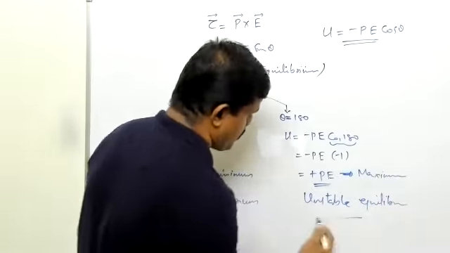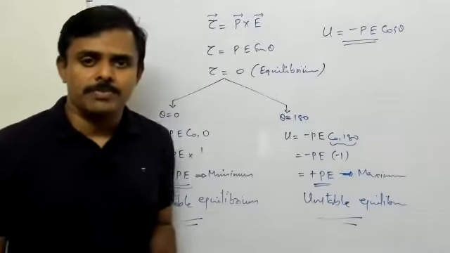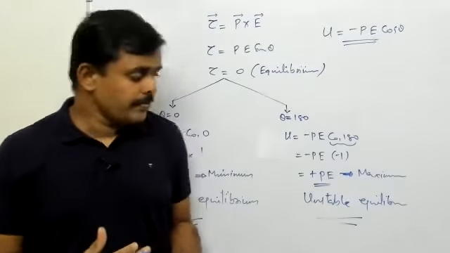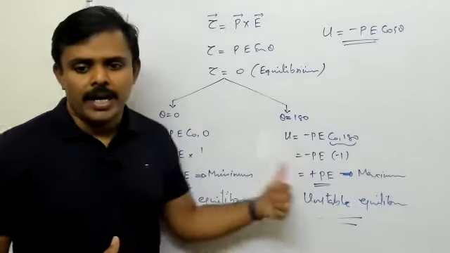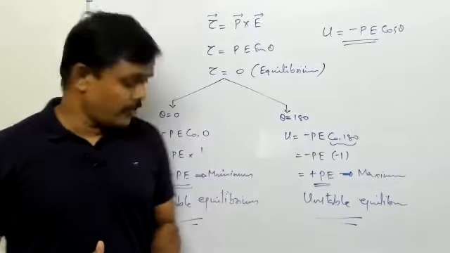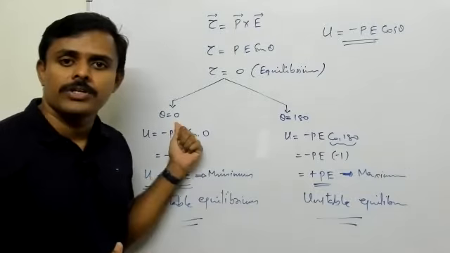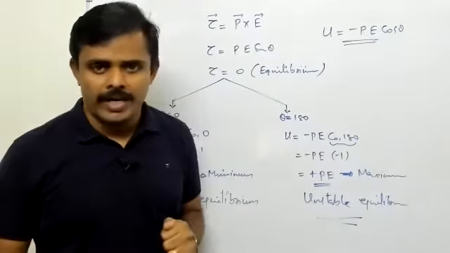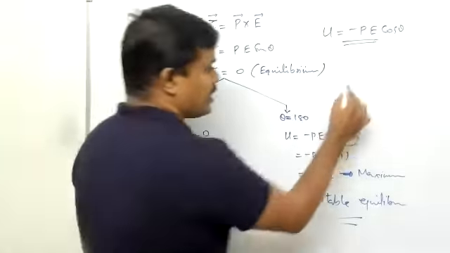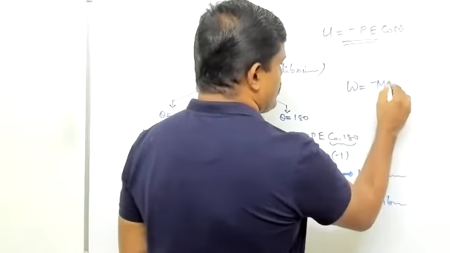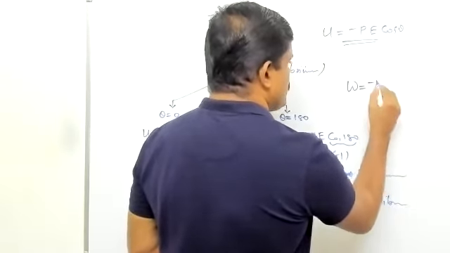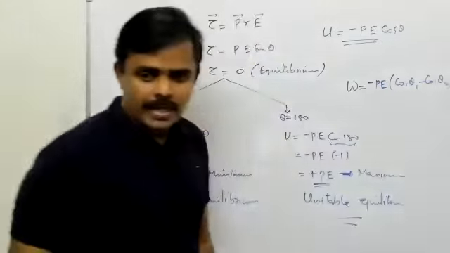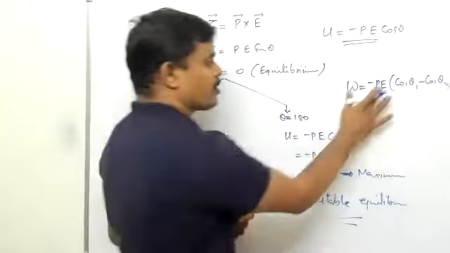Okay. So, the previous board question is, find the work done to rotate the dipole from stable equilibrium position to unstable equilibrium position. How do you find stable equilibrium position? You have to put theta equal to 0. Unstable means theta equal to 180. The work done equation, that will come in the next chapter, is minus PE into cos theta 1 minus cos theta 2. That will be the equation for work done to rotate the dipole.